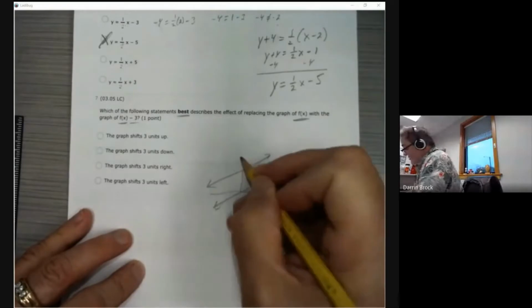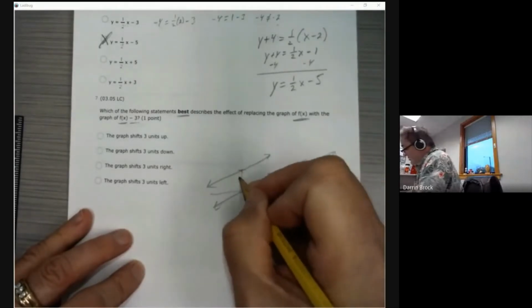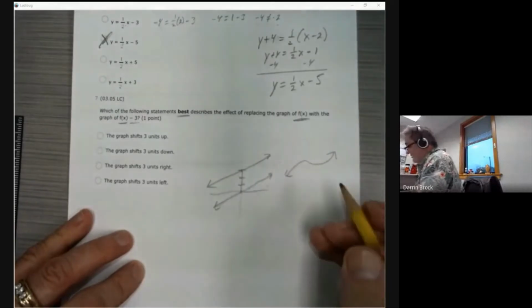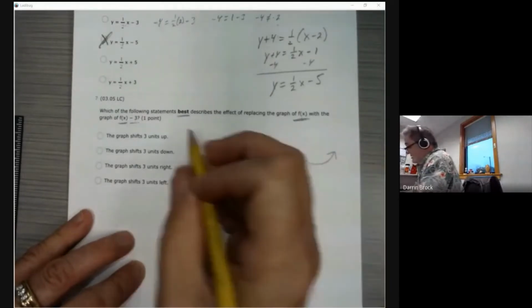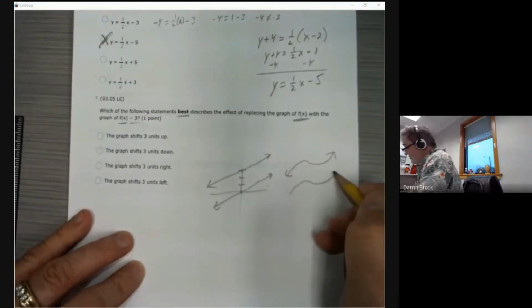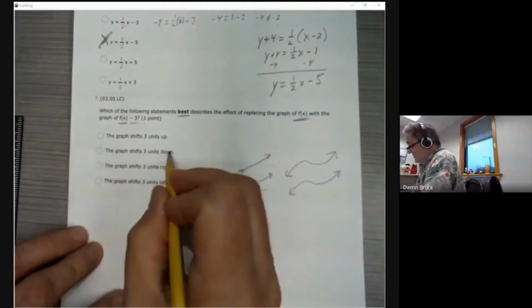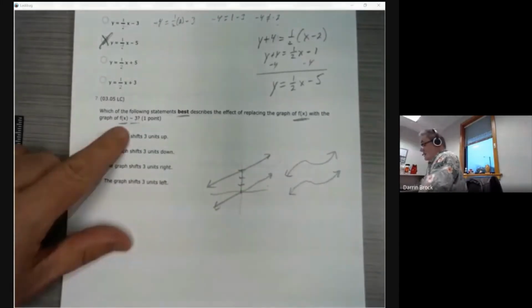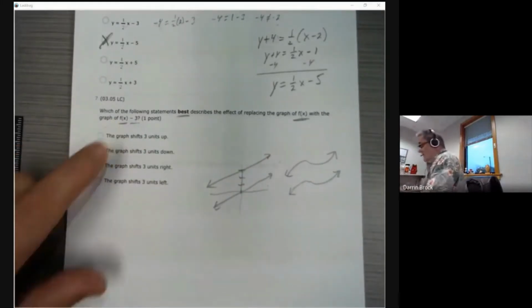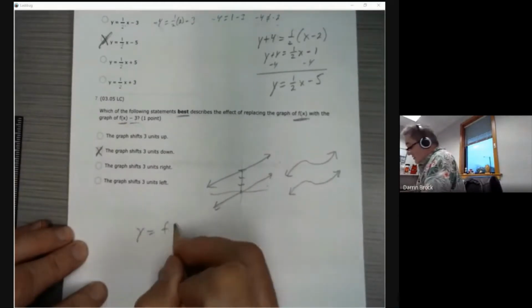If this is your xy axis and this is the point where y equals 3, 1, 2, 3, and this is 0, subtracting 3 would move the entire graph down 3. The graph shifts 3 units down. Because whatever the graph equals, f of x is the same thing as y. Those are the same thing.